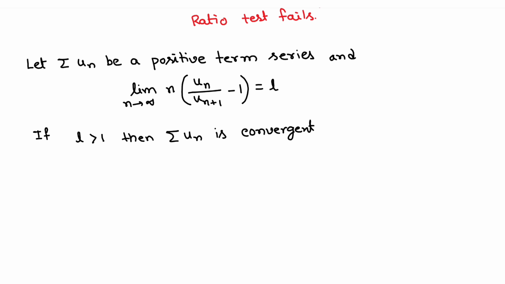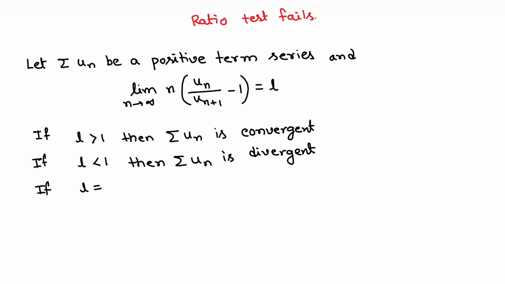Okay, this result is opposite of D'Alembert ratio test. The D'Alembert ratio test was: if L less than 1 then convergent, but in Raabe's test, if L greater than 1 then convergent. Second, if L less than 1 then summation un is divergent. And number 3, if L equals 1 then test fails.